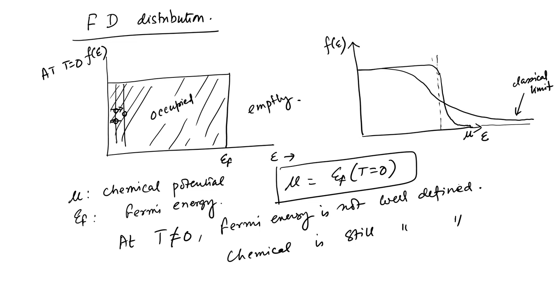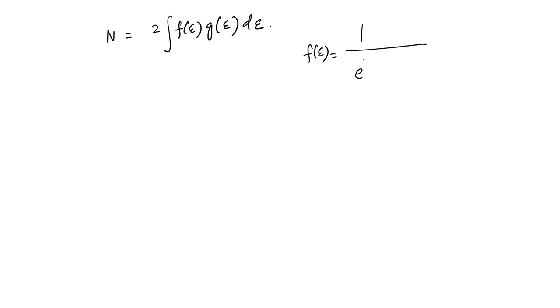So, at a finite temperature, if you want to calculate quantities, say for example n, how do you calculate n? That is 2 times the integral of f of epsilon, g of epsilon, d epsilon. And this f of epsilon is nothing but the Fermi distribution, which is written as 1 over exponential beta epsilon minus mu, plus 1. Okay, so that's the distribution. This distribution is important and has to be distinguished from the Bose distribution, where mu had to be negative and would only approach 0 in the extreme quantum limit, whereas mu is positive here.